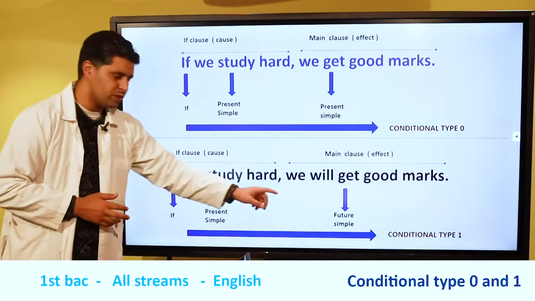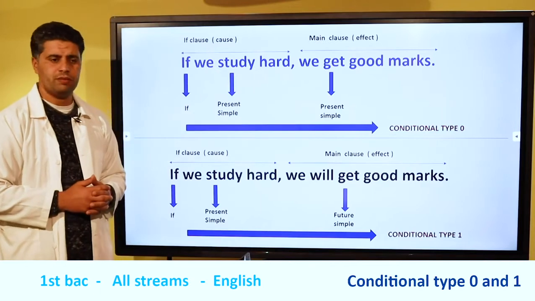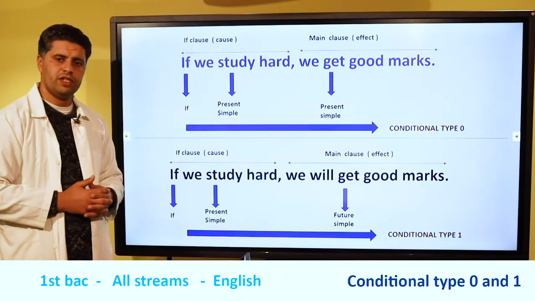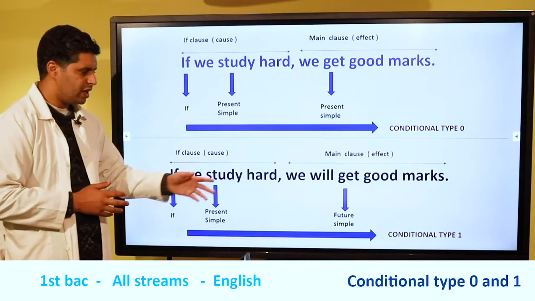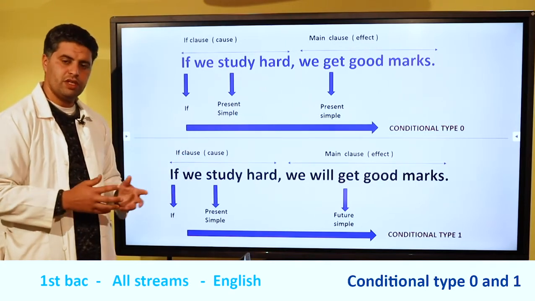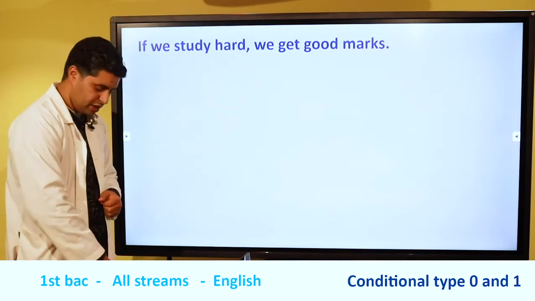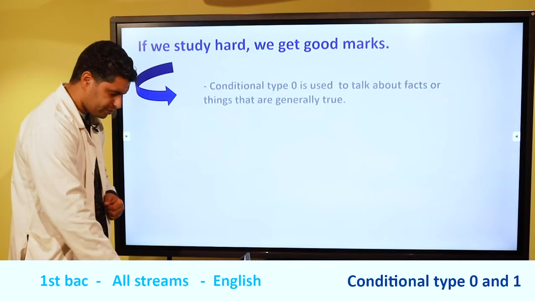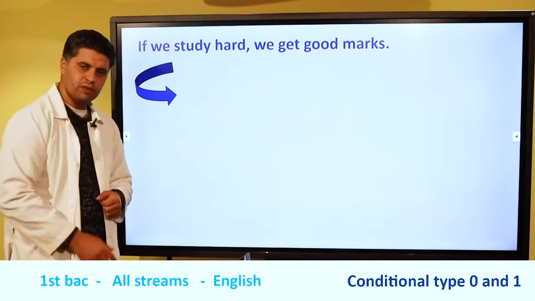Okay, but why? Because we have the future simple here, and here we have the present simple. So the first structure is the form of the conditional type 0, and the second structure is the form of the conditional type 1. Okay, now let's focus on why we use conditional 0 and why we use conditional type 1.